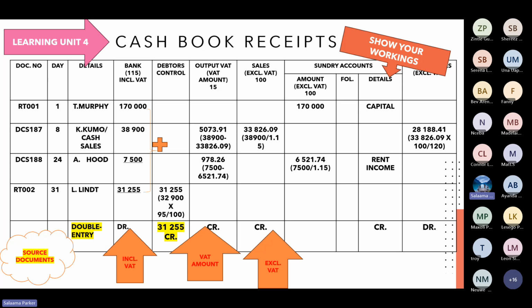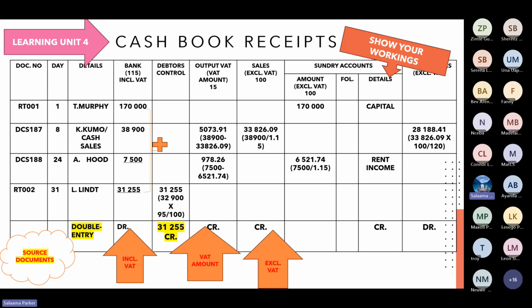And then the last entry that had to be recorded was the payment from the debtors. Okay, so what was the final amount that you would record into your cash book receipts? You take the amount that is given to you, multiply by 95 over 100, and that will give you the final payment amount that the debtor will pay and what the business will receive. Okay, right.